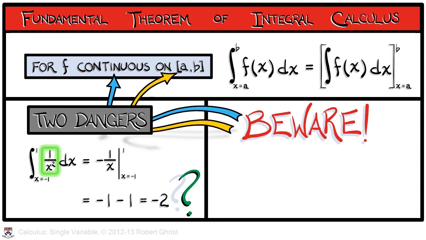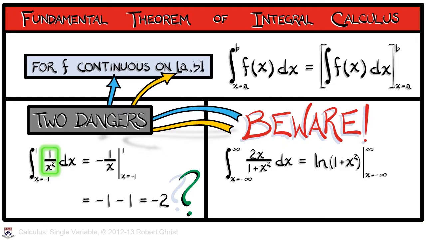The second hypothesis is that of having an interval from a to b, a finite interval. Consider the integral as x goes from -infinity to positive infinity of 2x over 1 plus x squared dx. Clearly, the antiderivative is log of 1 plus x squared. What happens when we evaluate this at the limits?